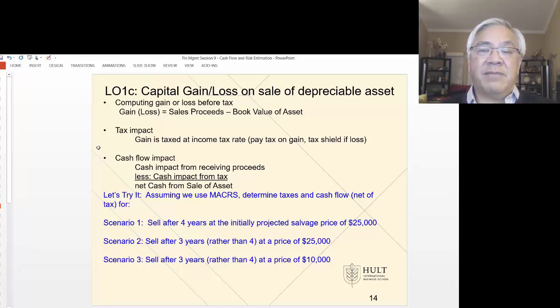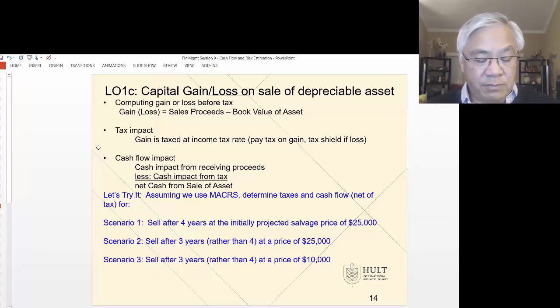The tax impact is simply to take the gain or loss and multiply it times 0.4. If it is a gain, we will be paying taxes, and that would reduce the amount of proceeds we get. If we're selling at a loss, we would get a tax deduction, and that would actually give us some tax savings. So that's what we'll look at.